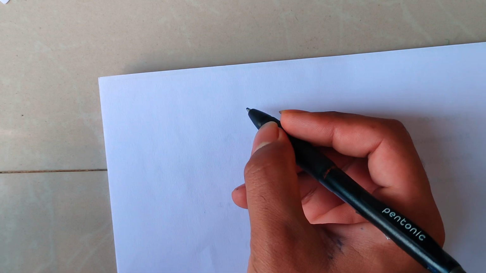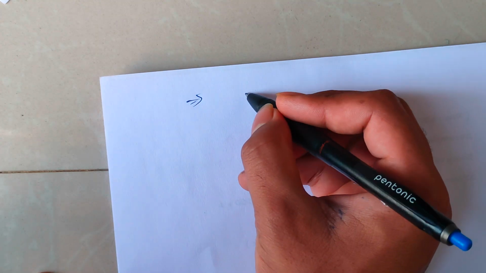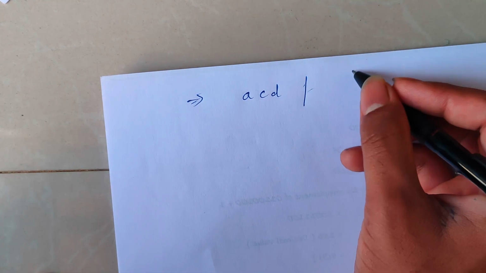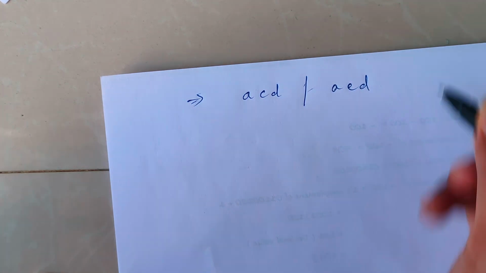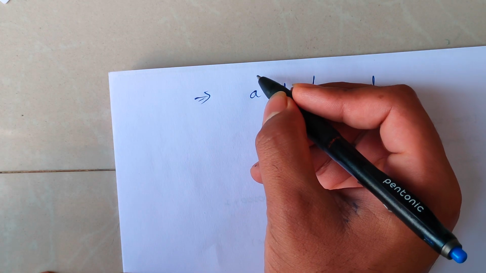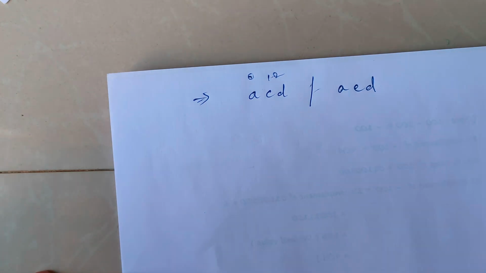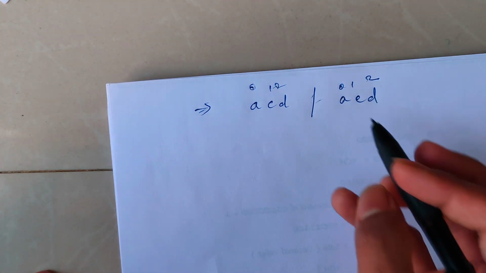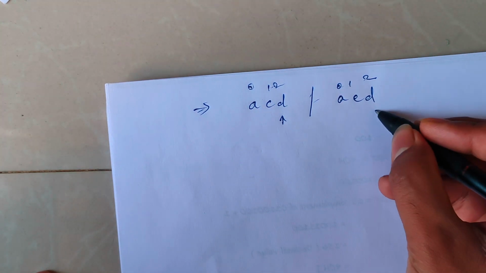Suppose we have a string. Let's take the previous string A, C, D, and another string A, E, D. Now their indexes could be 0, 1, 2, 0, 1, 2, and we are having two pointers, right? One is here, one is here.